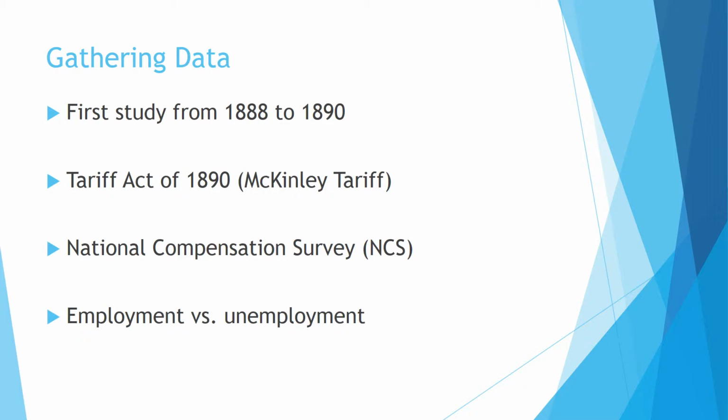The first ever study done by the Bureau of Labor was between 1888 and 1890, where they studied family expenditures and retail prices. During this time, the tariffs were high because of the debt from the Civil War. Tariff revenue was being reduced, and then the Tariff Act of 1890, commonly called the McKinley Tariff, increased the average tariff level from 38% to 49.5%.